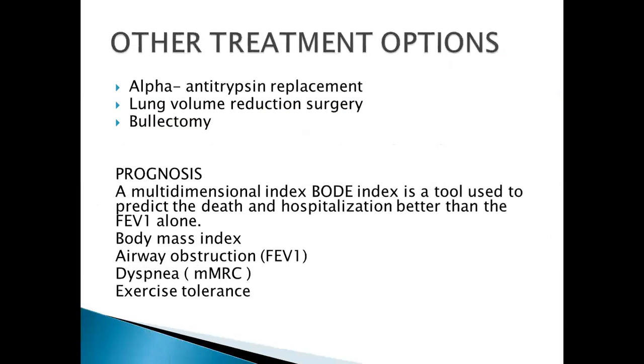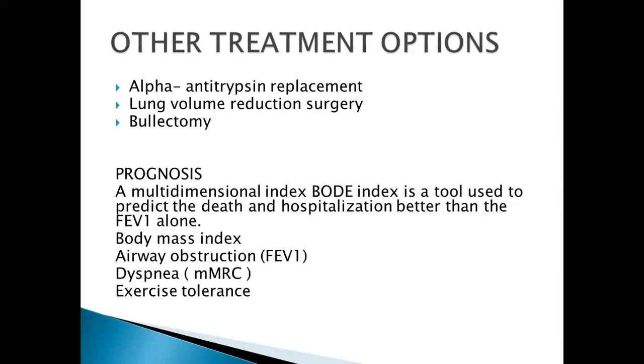And as I was saying, the other treatment options are alpha-1 antitrypsin replacement. You can have lung volume reduction surgery just to reduce the hyperinflation that occurs with COPD, and they usually recommend about 20 to 30%. This one is usually used when your medical therapy has failed. You could also do a bullectomy.